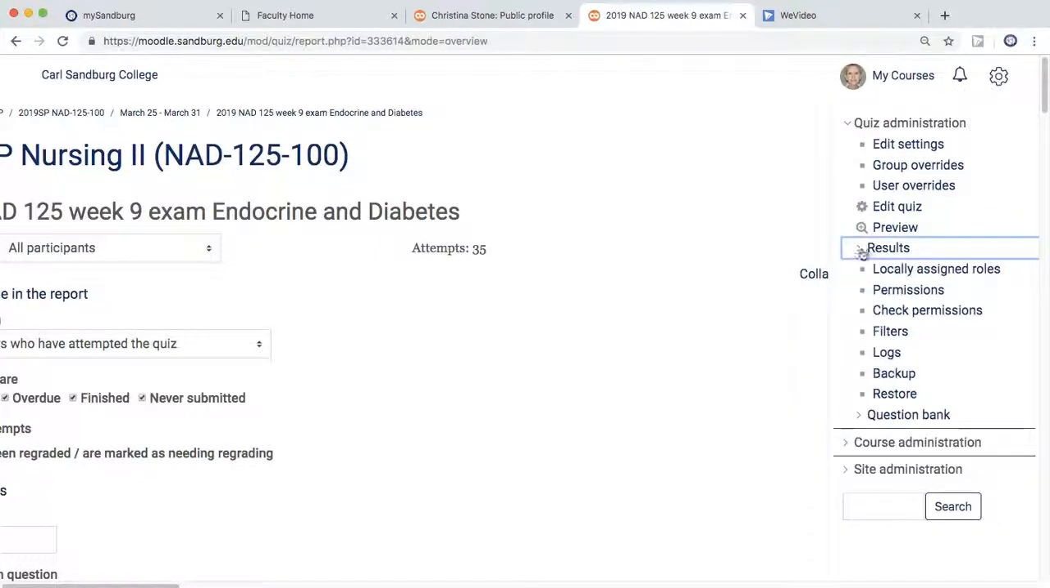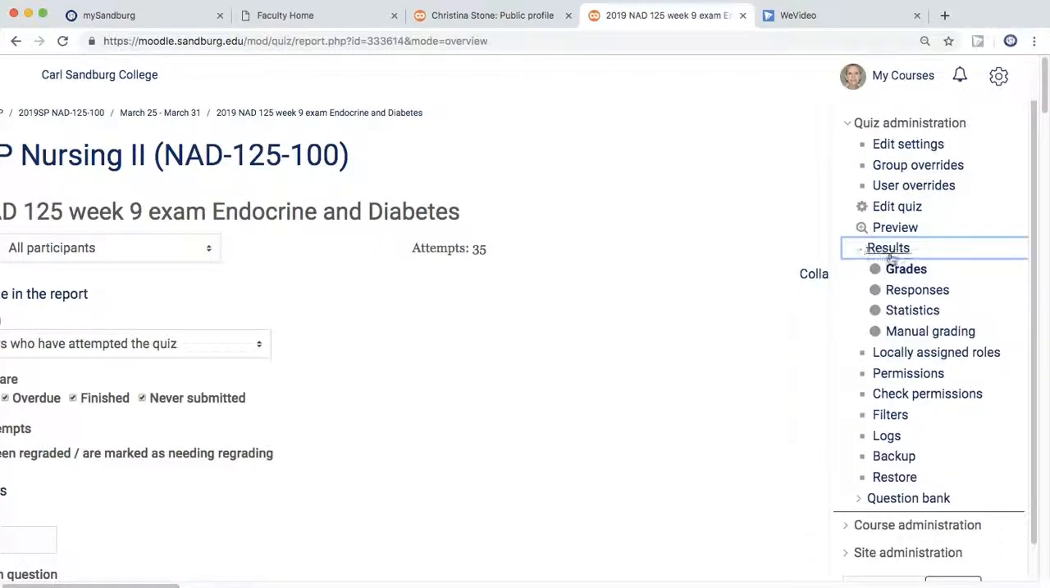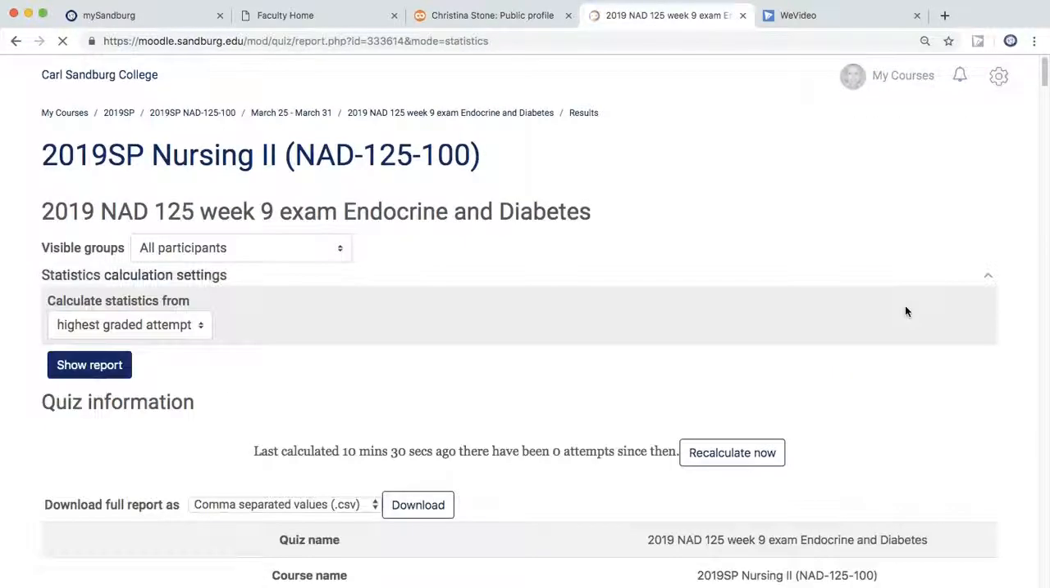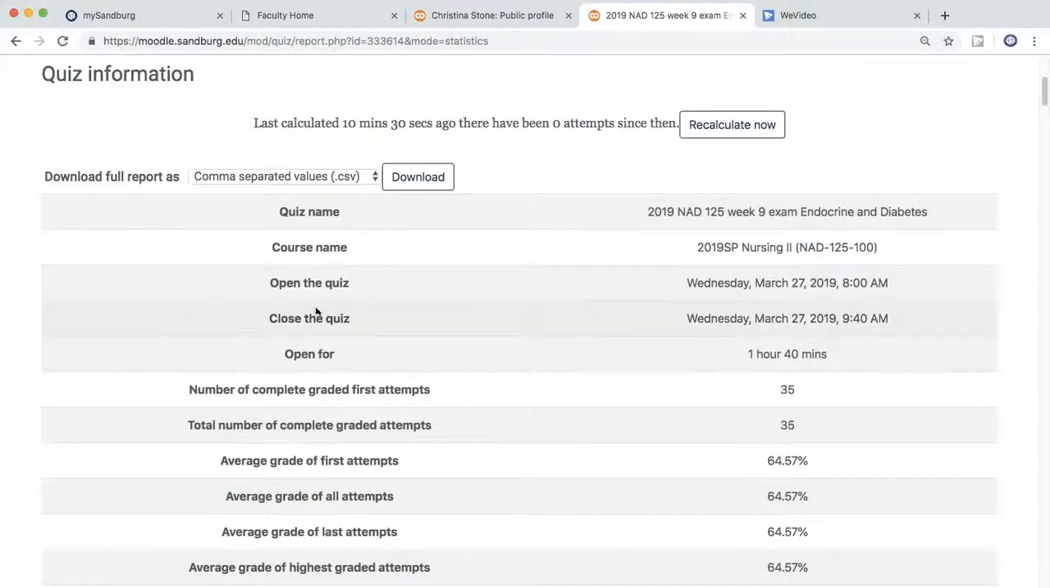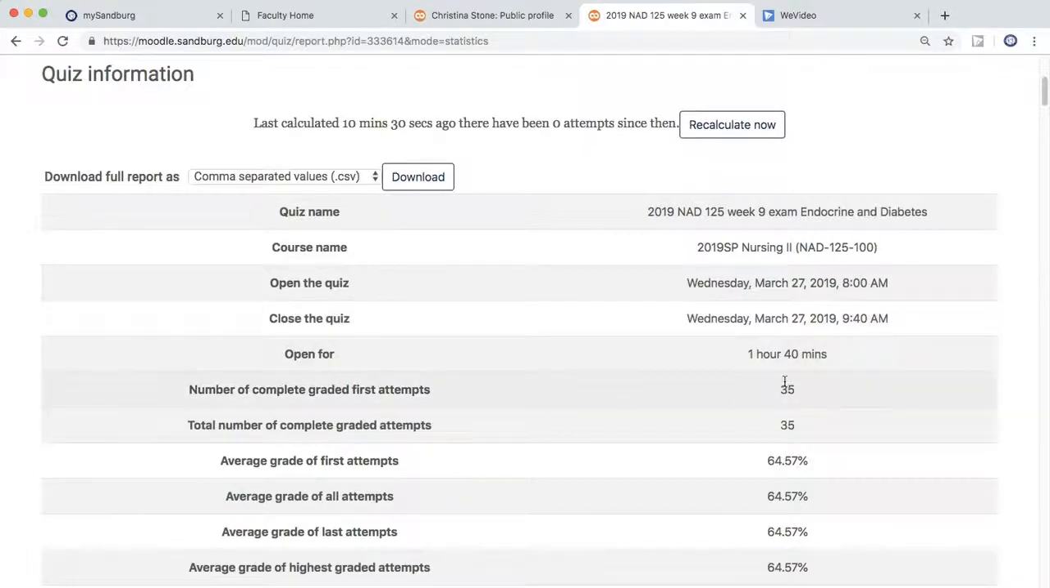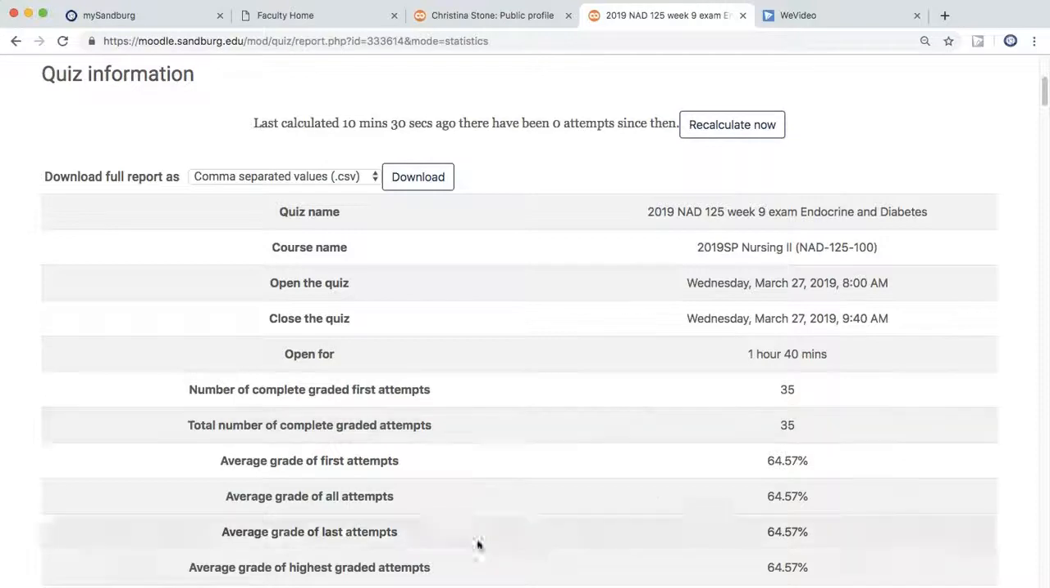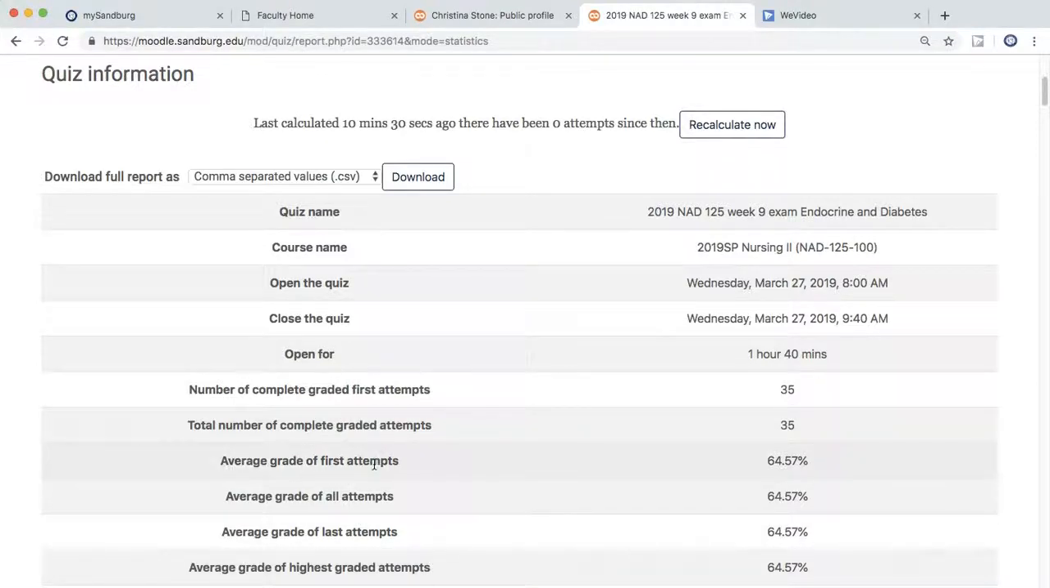Under results, just click results, and if you go to your statistics, I can come through and look at this. The quiz was open for an hour and 40 minutes. 35 students took the exam. The overall grade was a 64.57%.